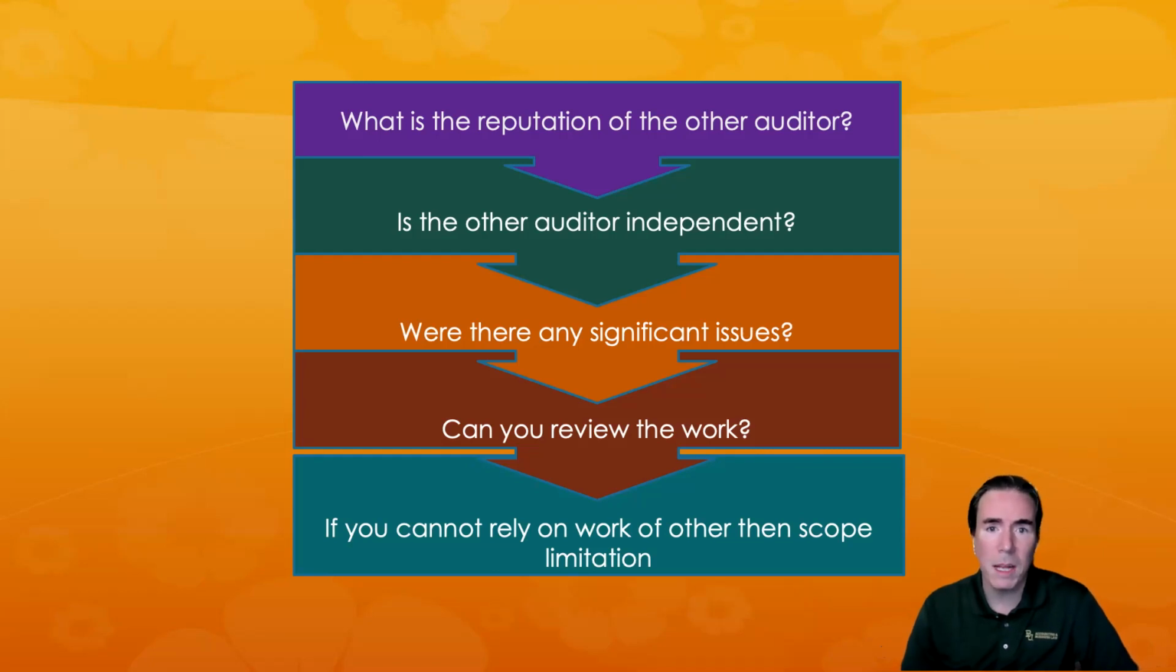But some factors you can consider before you can rely upon the work of another auditor is, what is their reputation? If they've got a good reputation, you're more likely to be willing to rely on their work. If you can't rely on their work because they have a bad reputation, then you'll have to replicate that work yourself. The other auditor isn't independent, you can't rely on their work. If there were significant issues, you'd ideally like to review their work, or at least as much as necessary. If there's problems with these, you might actually have to issue a scope limitation or go back and gather additional evidence so you have comfort on these issues.